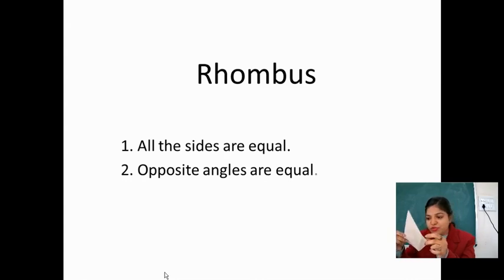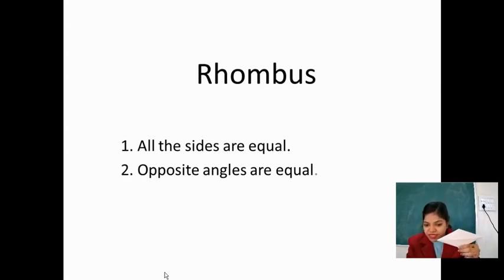Now what will we do? We will turn it like this. See? Now take this corner and fold it like this. Take this corner and fold it like this. Okay? Now this is the shape of a rhombus.